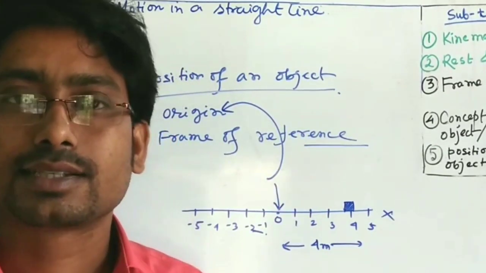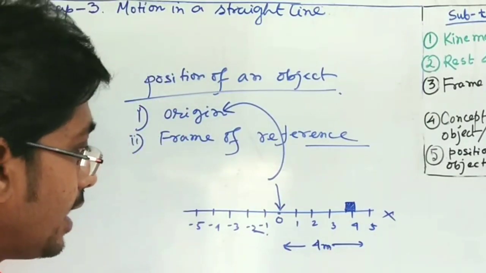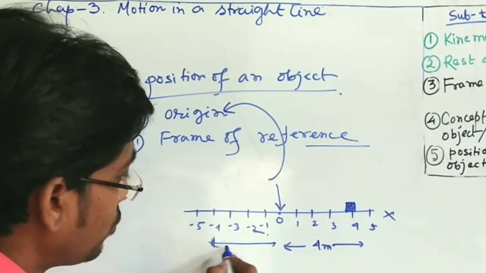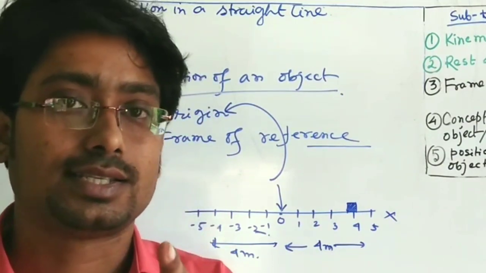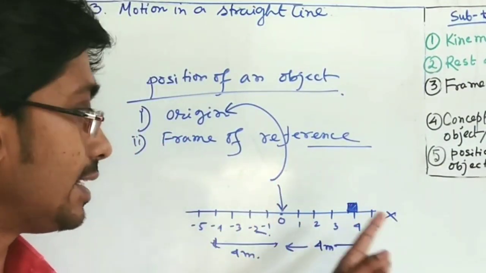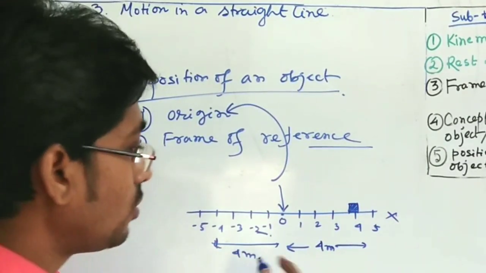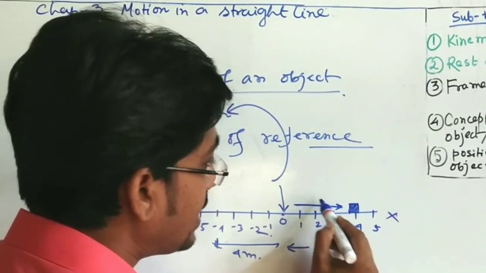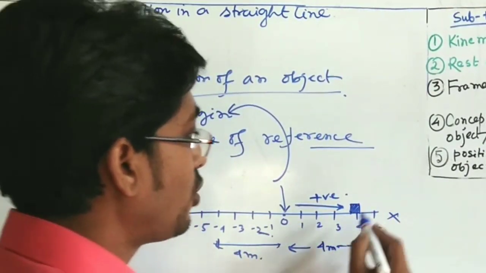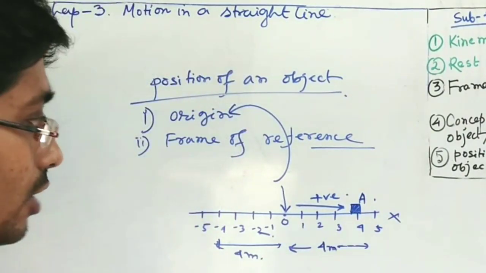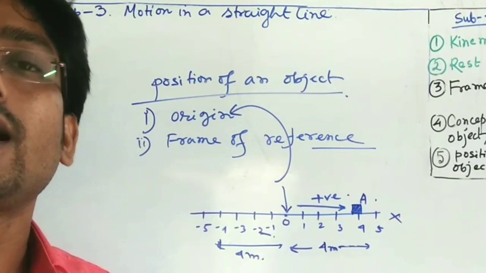And then distance. How much distance from the origin? That is 4 meter. But you see, there will also be a 4 meter distance on the other side. That's why the direction is necessary. So what are the directions on this x-axis? Positive x-axis and negative x-axis, that is positive and negative. So now the direction is the positive direction, so we'll reach this point. In this way we can give the position of an object accurately.